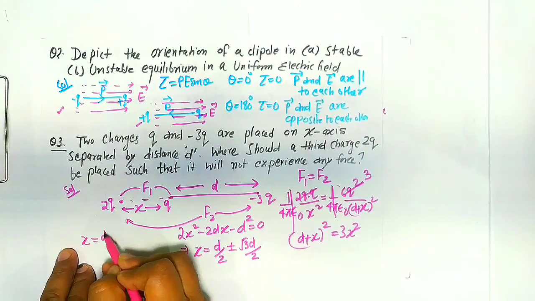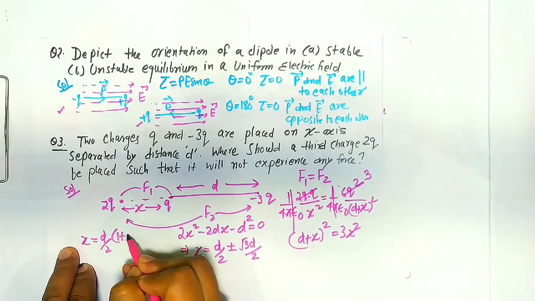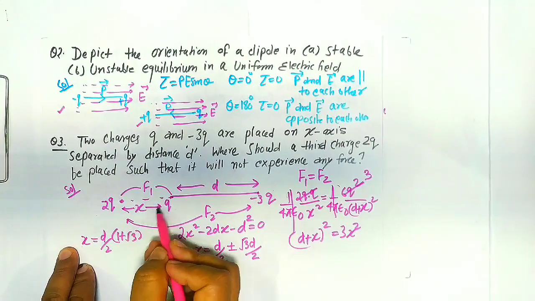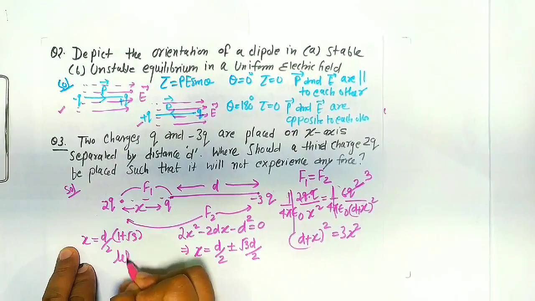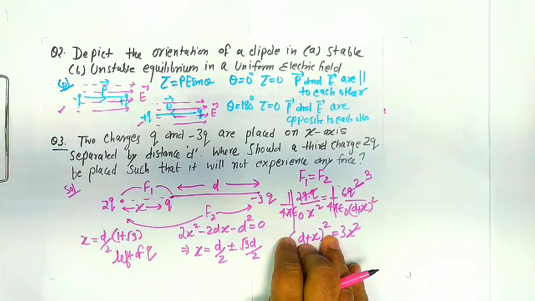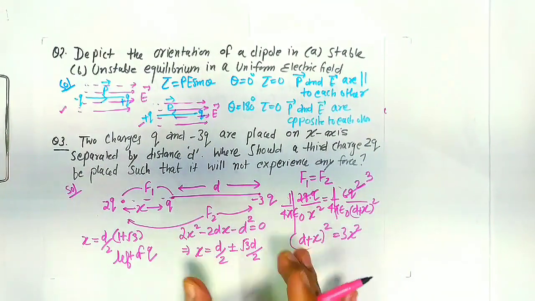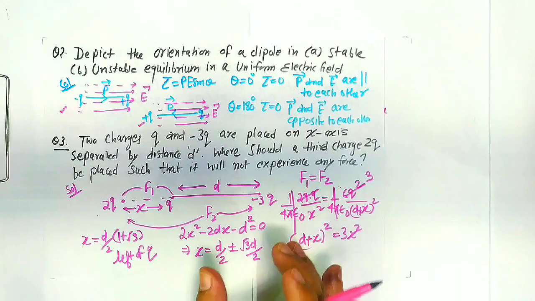So x will be d/2 common. In bracket, it will be 1 + √3. So this is the distance left of Q. So in this way, we will find out the distance of the charge from this Q. So this is related with the net force on 0.